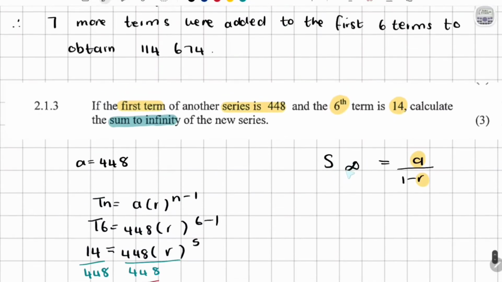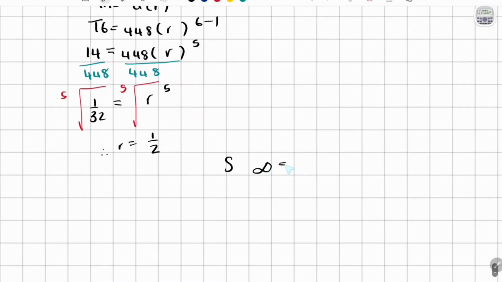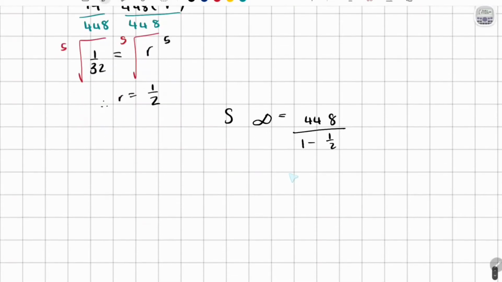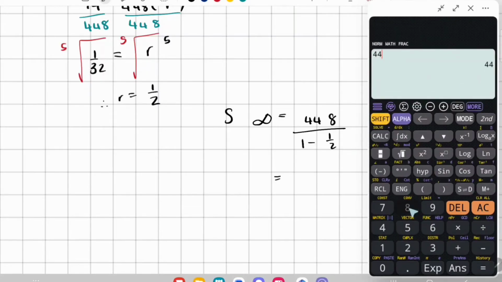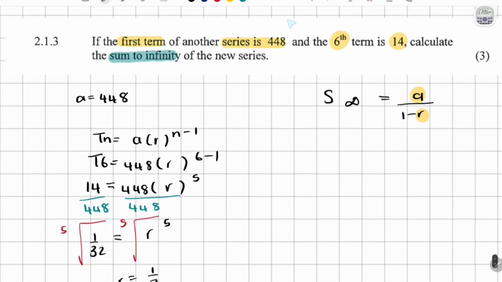Okay, but anyways, we just have to find the sum to infinity, and now we can just use that formula. So the sum to infinity is equal to, the a value here is 448 over 1 minus the r value is a half. And let's just see what this gives us. Remember, 1 minus our half is a half. So this is the same thing as saying 448 divided by a half. So I'm just going to say that. 448 divided by a half is equal to 896. Okay, so 896. Okay, moving on to the next question.